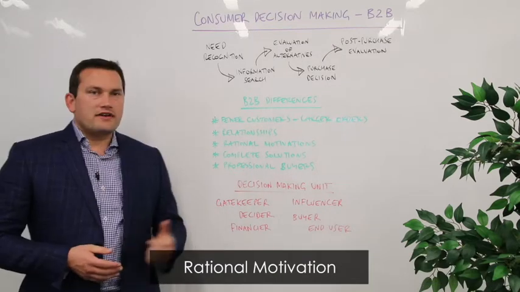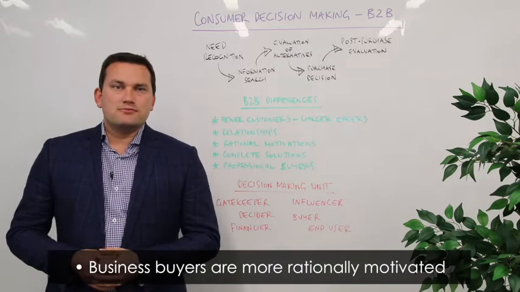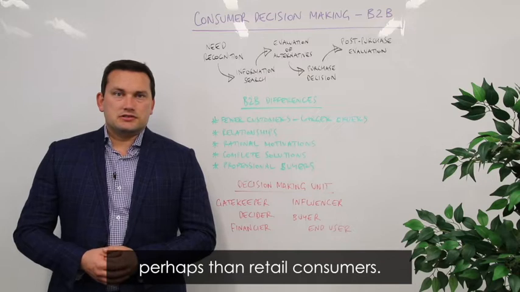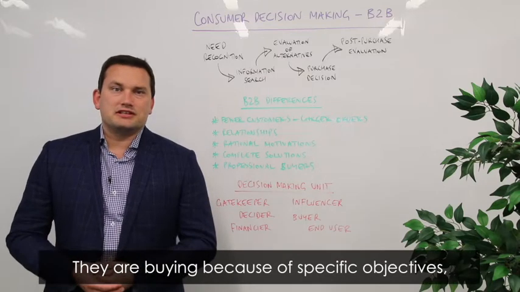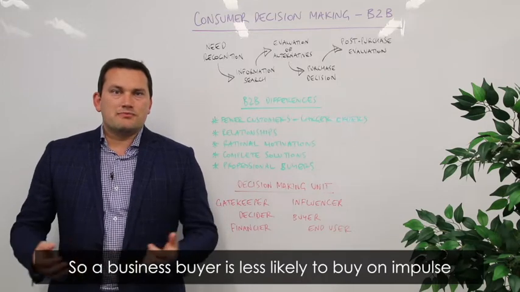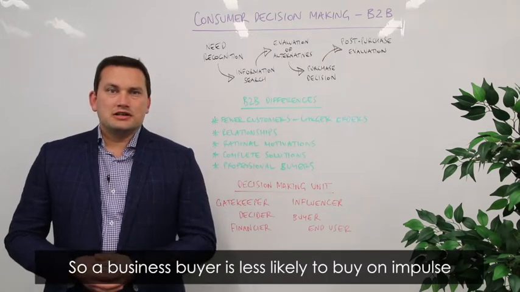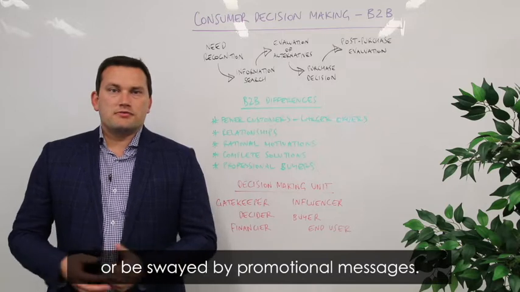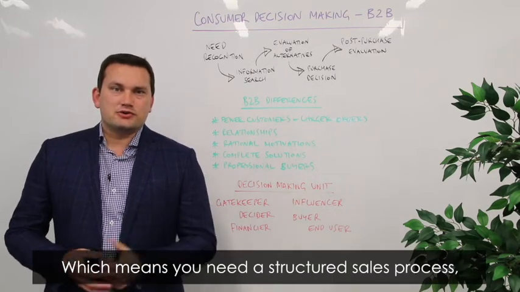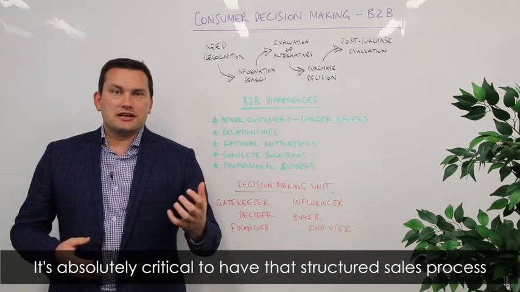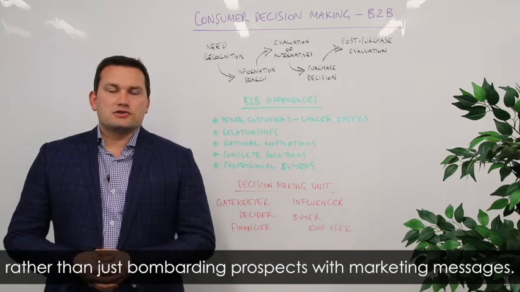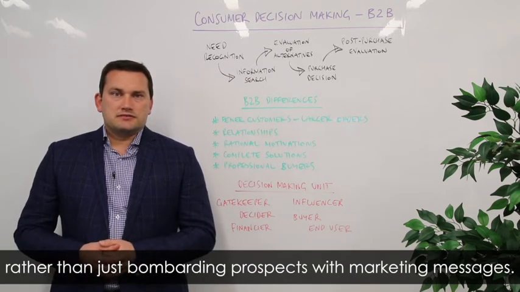And then rational motivation. So business buyers are more rationally motivated perhaps than retail consumers. They're buying because of specific objectives, not on a personal whim or on a personal need. So a business buyer is less likely to buy on impulse or be swayed by promotional messages, which means that you need a structured sales process. It's absolutely critical to have that structured sales process rather than just bombarding prospects with marketing messages.